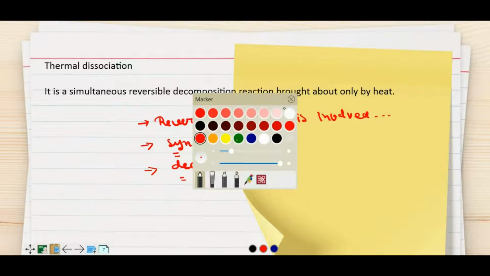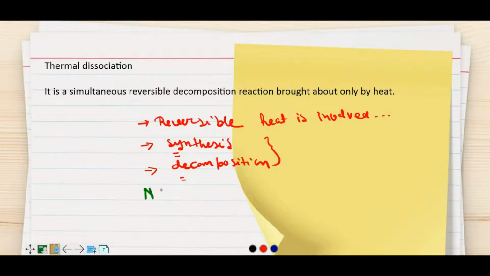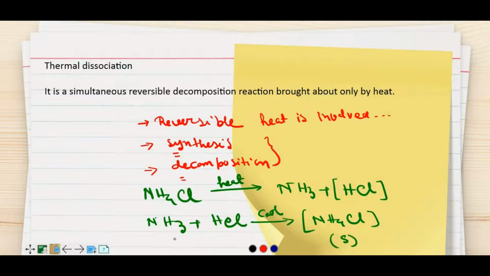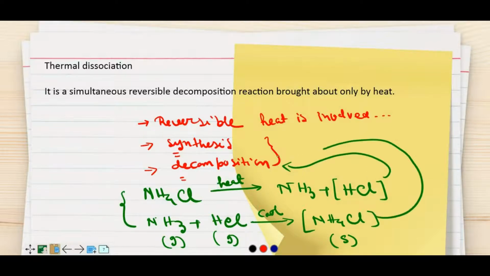The most important and preferable example here is ammonium chloride. If it is heated, it will form ammonia and hydrogen chloride gas. Again, if we take ammonia and hydrogen chloride and cool them, they will form ammonium chloride, which is a solid. In such a reaction, two gases combine to form a solid. So this is a reversible reaction. For the first case, such reactions are known as thermal decomposition, and the second type of reaction is the synthesis.